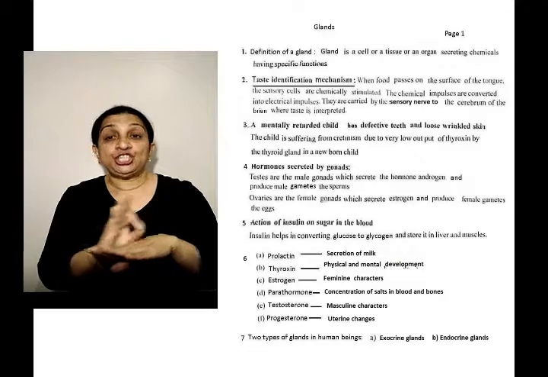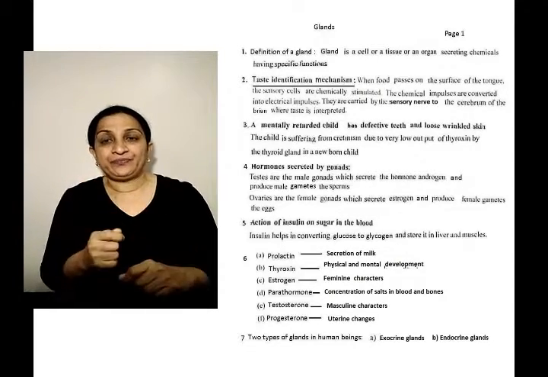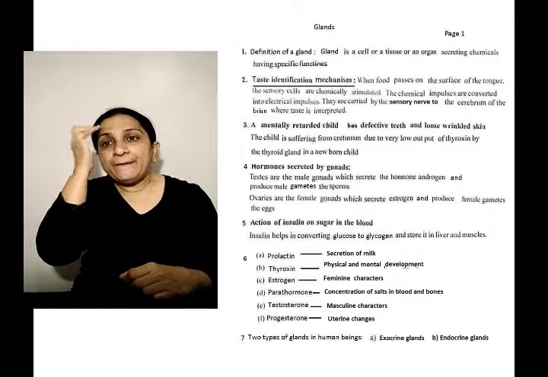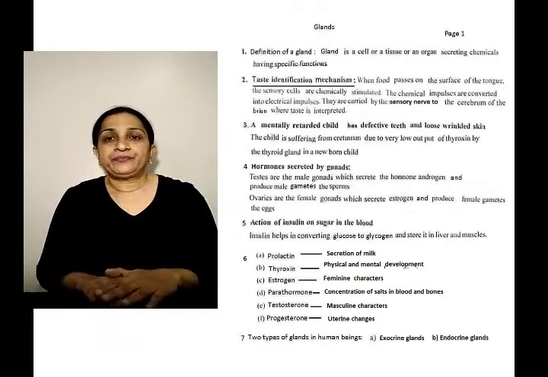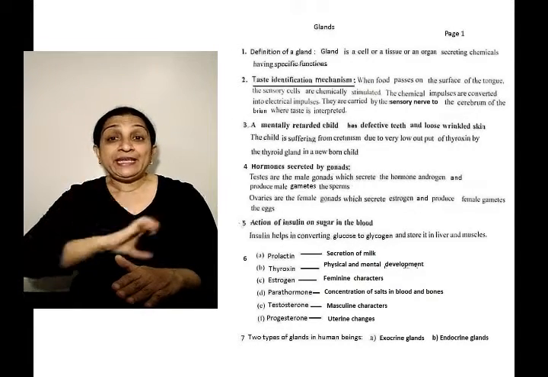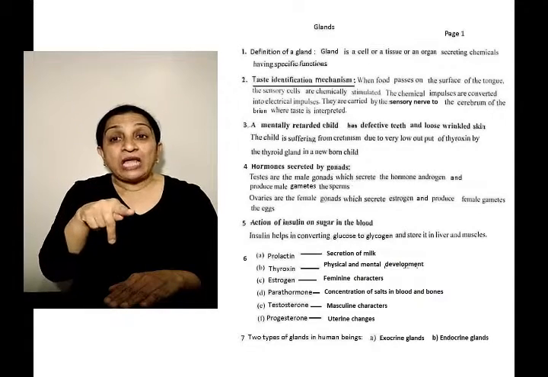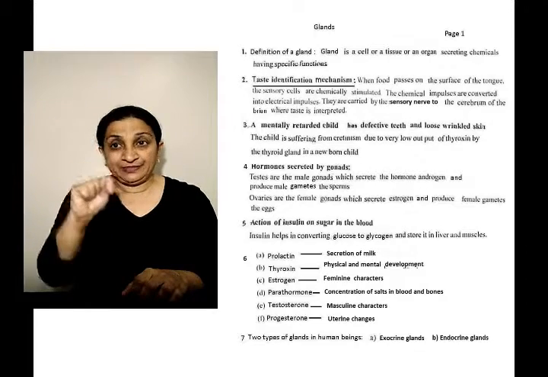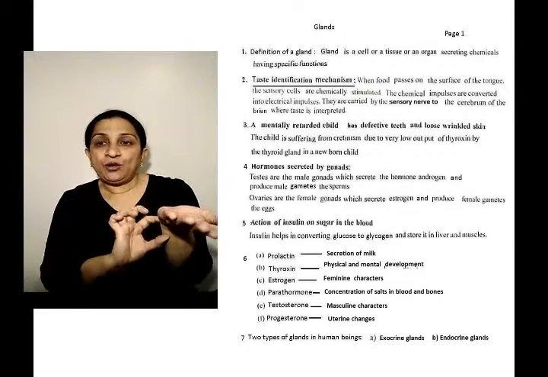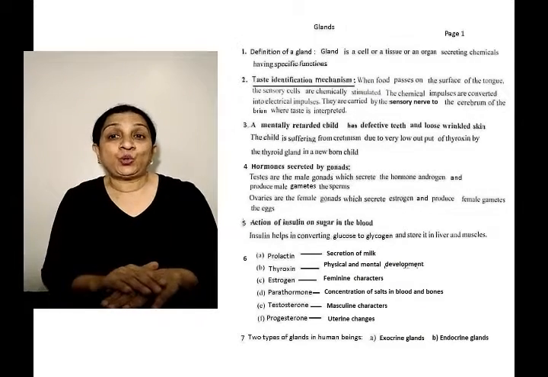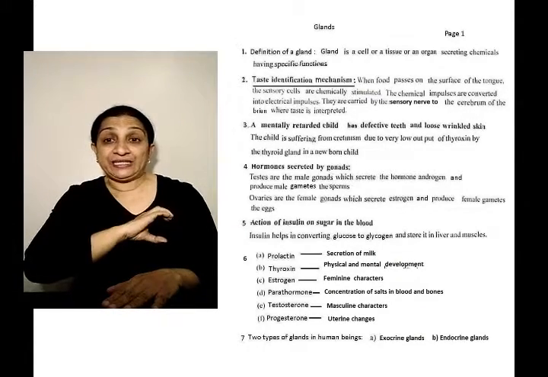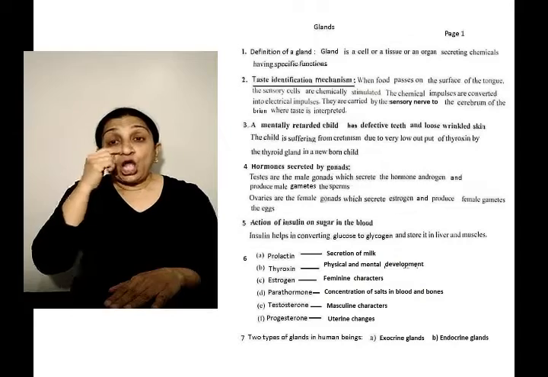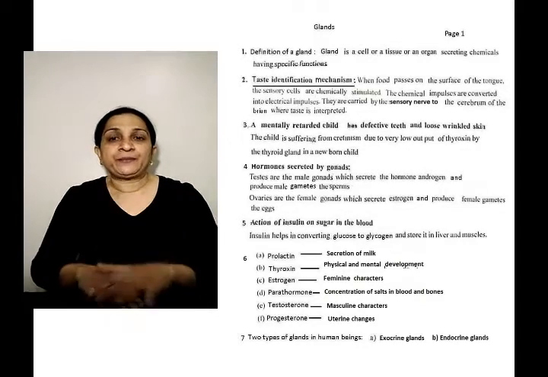Sixth one, prolactin. The function is to secrete milk. Thyroxine helps in physical and mental development. Then you have estrogen, feminine characteristics. Parathyroid concentrates salt in the blood and bones. Testosterone gives the male characteristics. Progesterone changes the uterus.